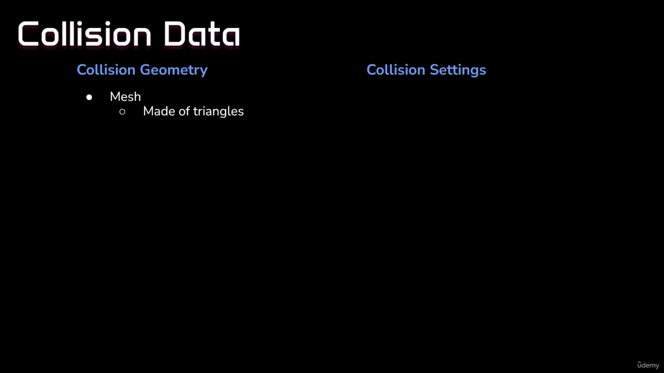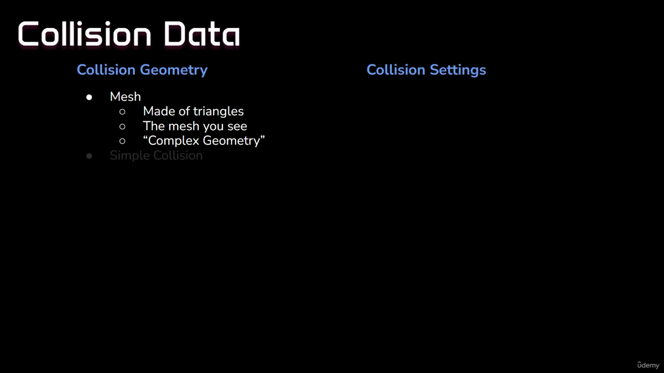Part of your responsibility as a game developer is to manage the collision data for objects in your game. Collision data consists of two parts: collision geometry and collision settings. Collision geometry comes in several forms. A static mesh has geometry in the form of its complex mesh. This is made up of triangles, and this is the mesh that you see when you look at the mesh in the game. We refer to this as its complex geometry.